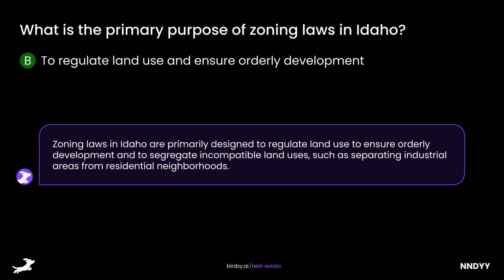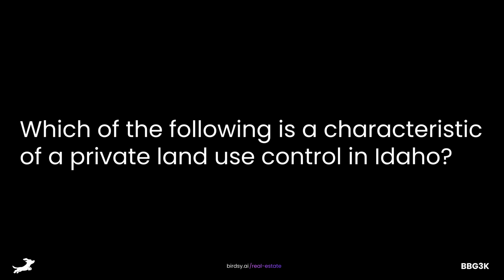Zoning laws in Idaho are primarily designed to regulate land use to ensure orderly development and to segregate incompatible land uses, such as separating industrial areas from residential neighborhoods. Which of the following is a characteristic of a private land use control in Idaho?